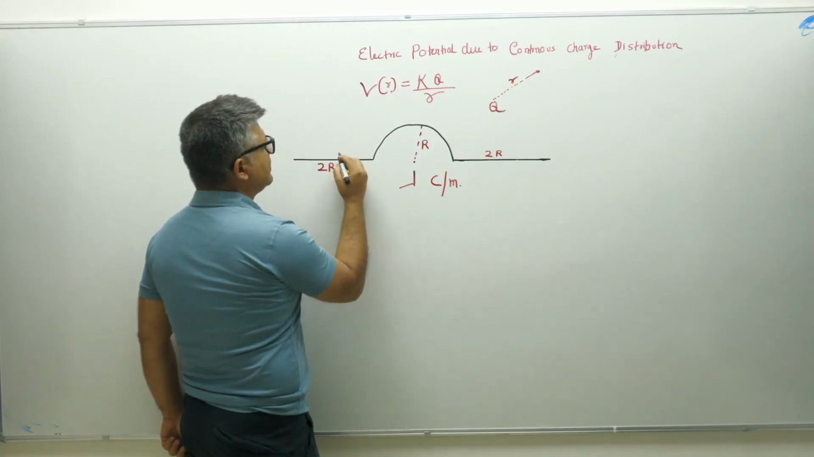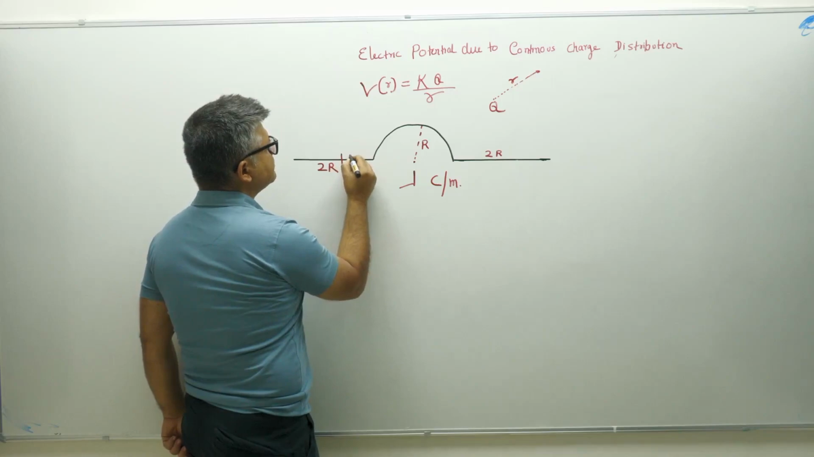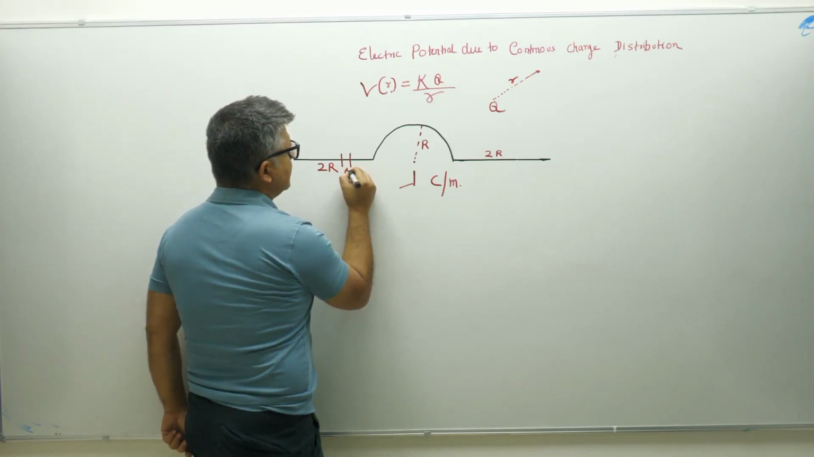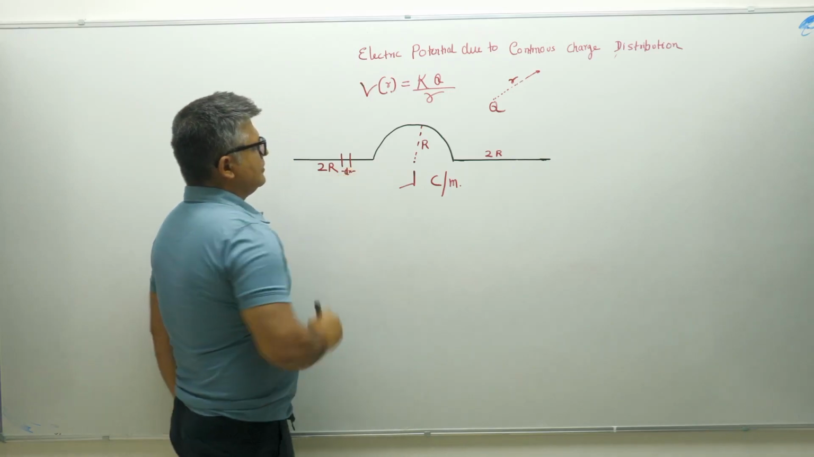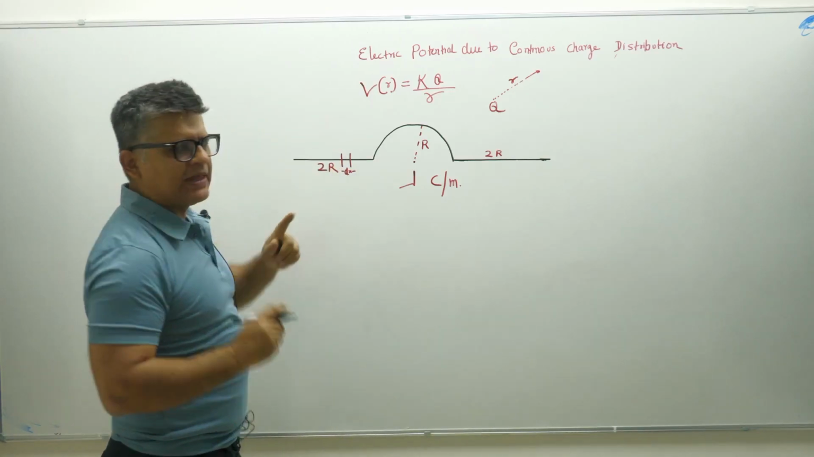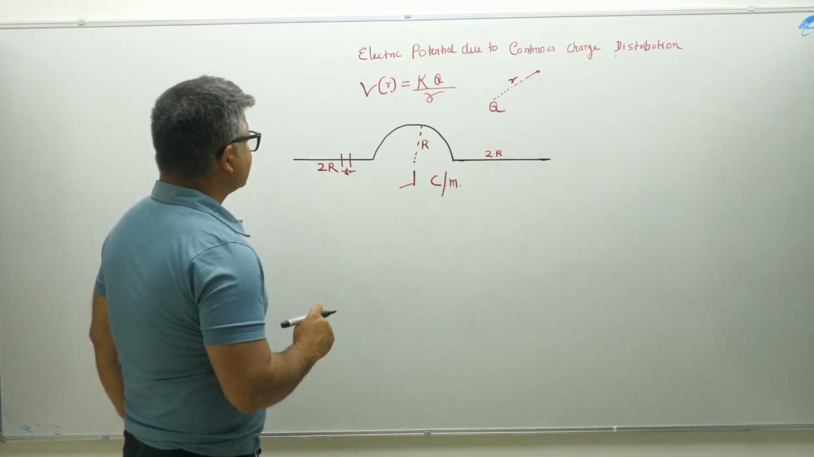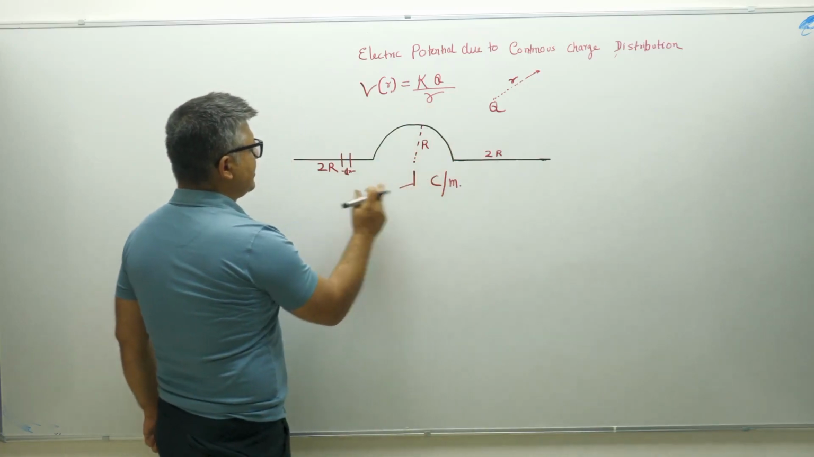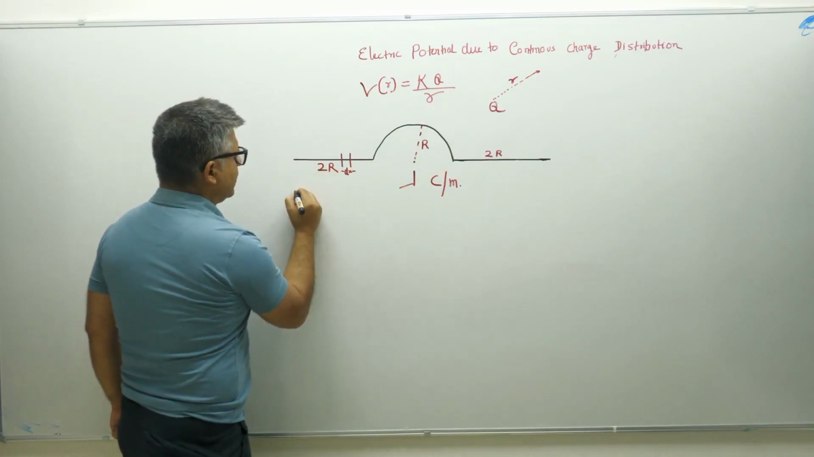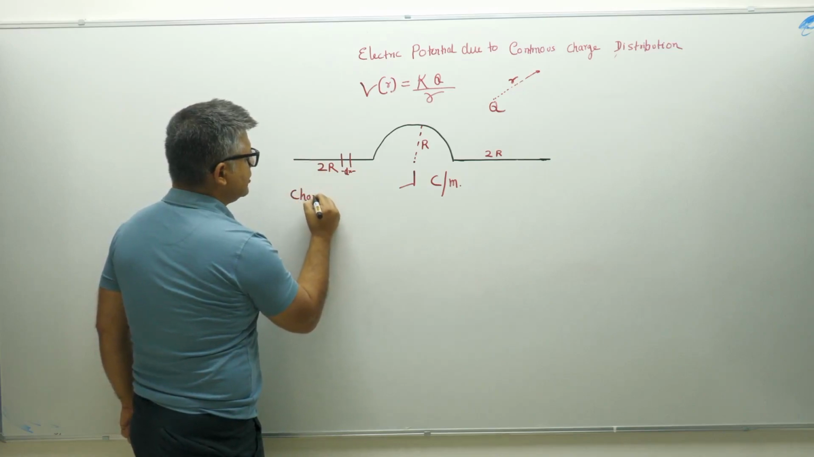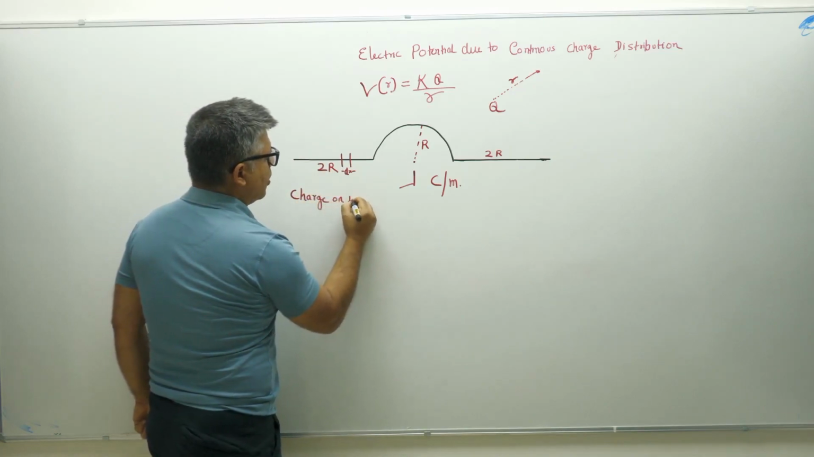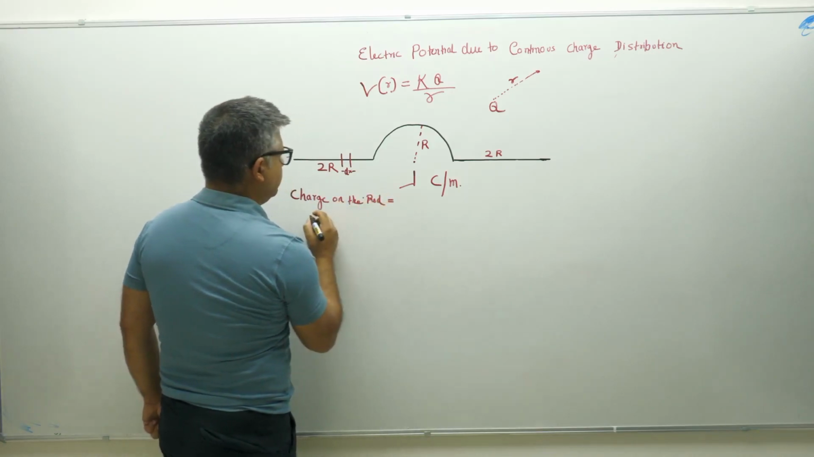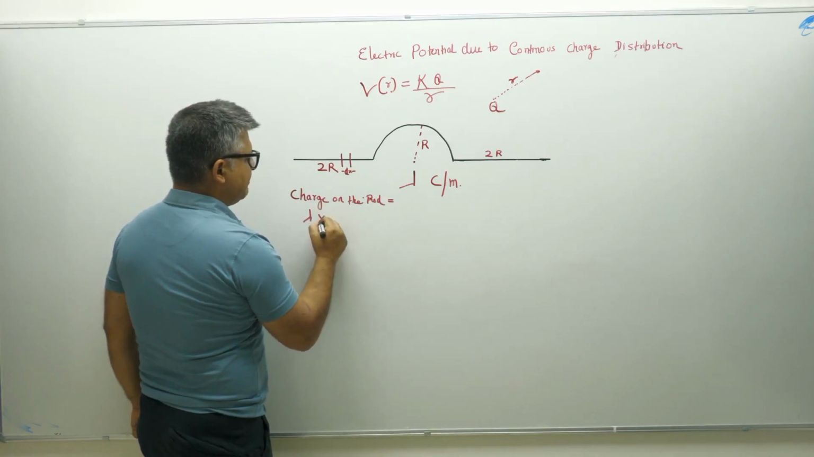So let's say I pick up this particular dx as a small part of this rod. Because the total charge density is lambda, the total charge on the rod is equal to lambda multiplied by 2r.